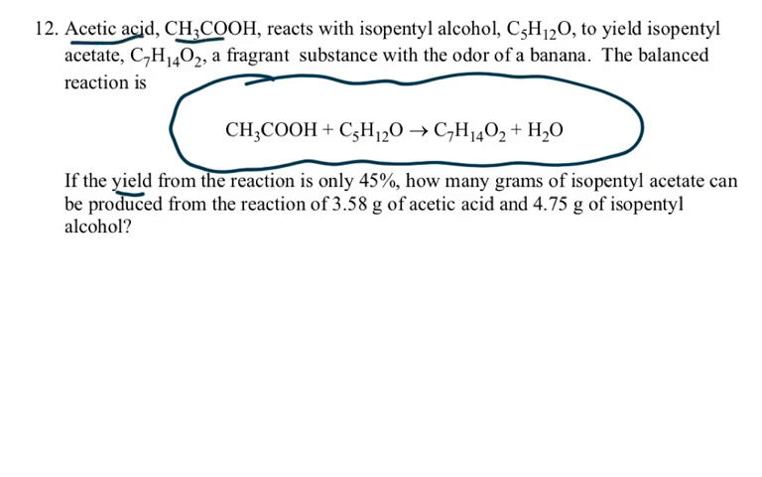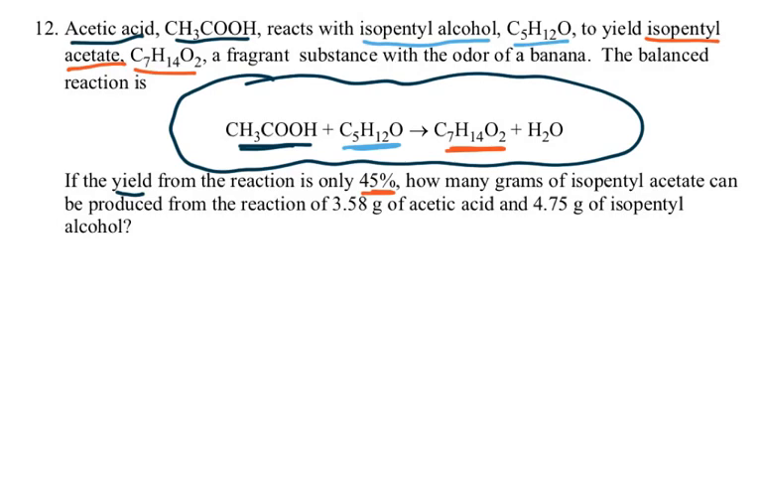So we have acetic acid. It says this, so this one is acetic acid. It's going to react with isopentyl alcohol, C5H12O. So that's this one. And it's going to make isopentyl acetate, which is this stuff right here, a fragrant substance with the odor of banana. Okay, it's going to make some water also. It doesn't talk about water, so we don't need to worry about it. The yield from the reaction is 45%. How many grams of isopentyl acetate can be produced?